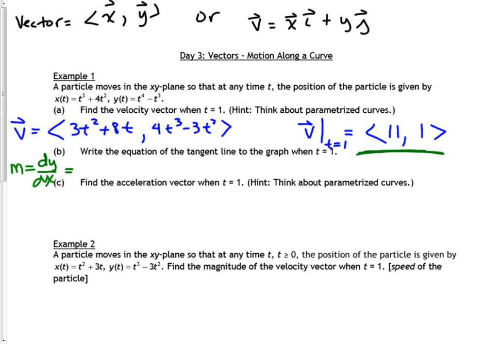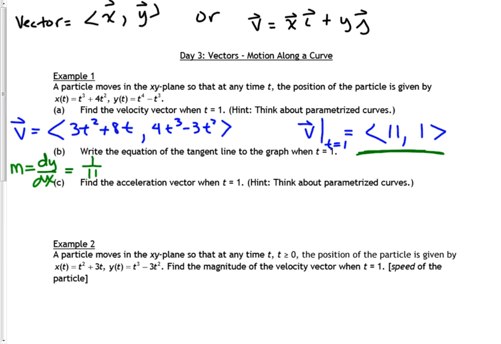So I know the dy when t is 1 is 1, and I know the dx when t is 1 is 11. So I just took the y component of my velocity and divided by the x component of my velocity. There's my slope. Now I need to write the equation of the tangent line at this point.